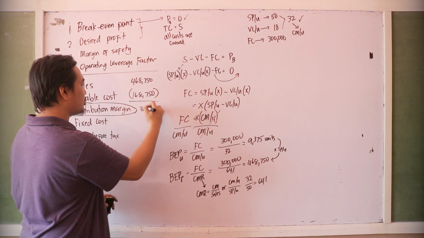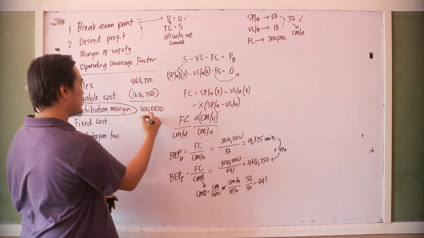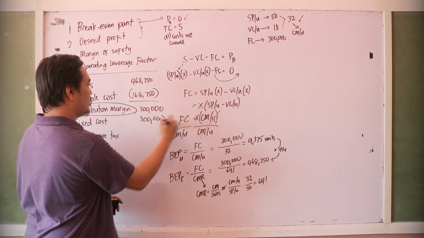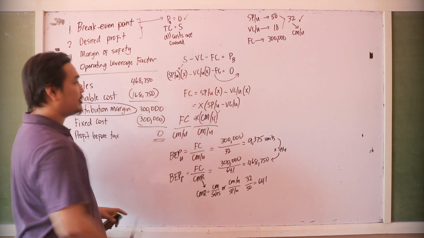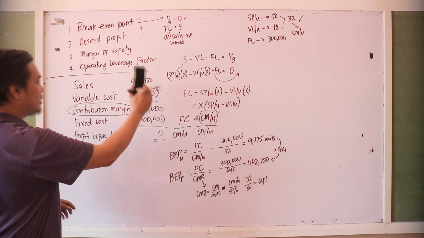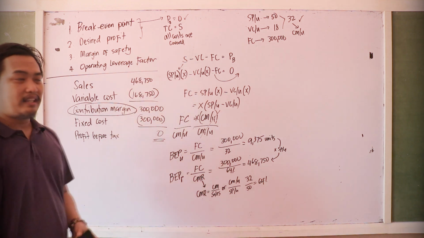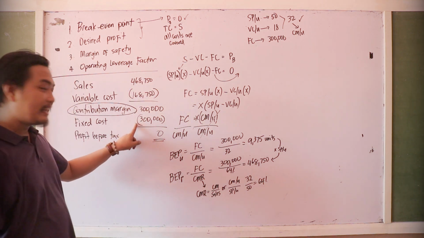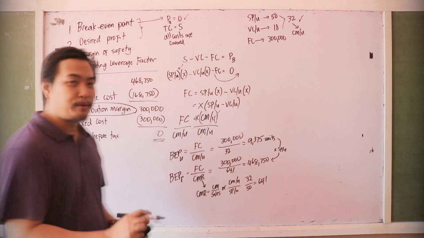Makukuha natin ang contribution margin amounting to 300,000 less your fixed cost, 0 na profit before tax. At 9,375 units, wala tayong profit. Hindi rin tayo loss. Na-cover natin lahat ng fixed cost. So, yan ang break-even point.